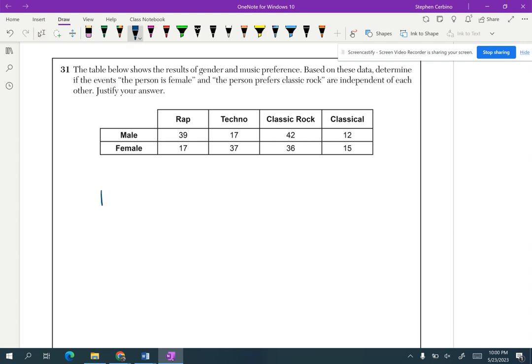So I'm going to test, is the chances of being female the same as the chances of being female, given that you like classic rock? Essentially, what I'm testing with this independence test is, did introducing classic rock as a given condition affect the overall chance of choosing a female from this group of people? So in this group of people, I have a total of 105 females. So if I total this whole row for females, there is 105. So there's 105 females out of a total of 215 people.